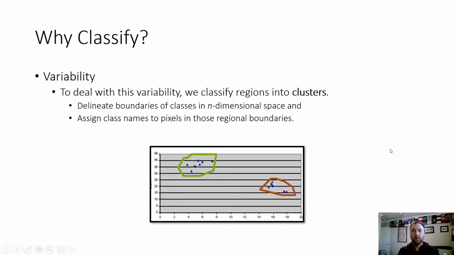So to deal with this variability, we classify regions into clusters. We delineate the boundaries of classes in n-dimensional space, maybe 4 dimensions, 5, 6, depending on the number of bands, and then we assign class names to pixels in those regional boundaries. So all the pixels in one particular boundary may be called green. Another set of pixels, another cluster of pixels may be called red, or they may represent healthy trees, we'll say like in spring. Another might be unhealthy trees, right? So they're going to represent different objects on the surface.